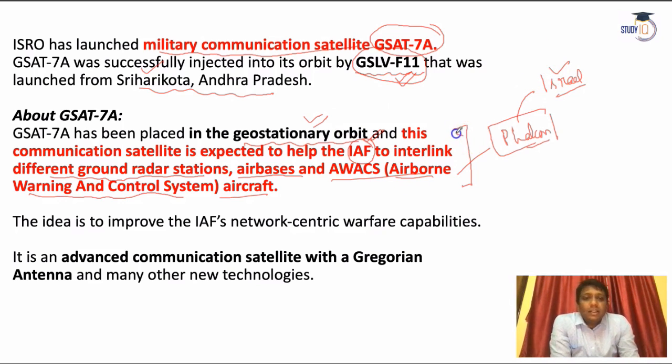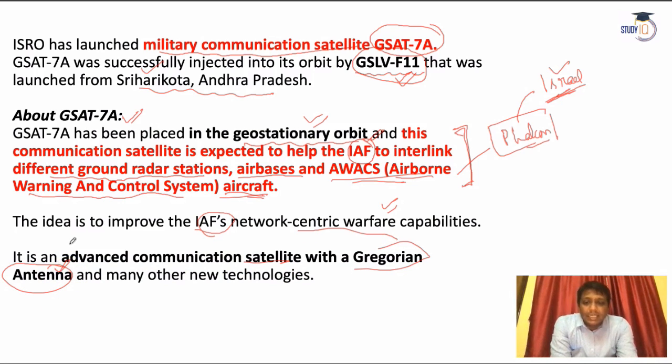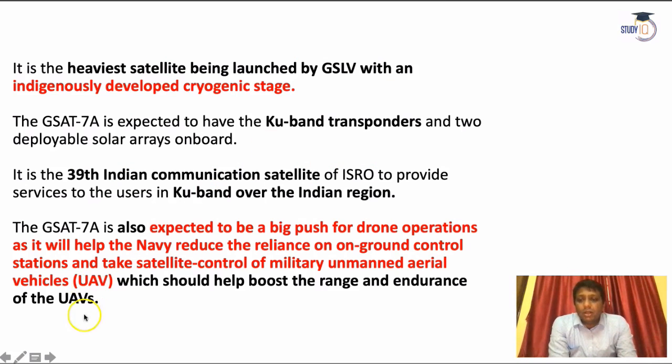Okay, so that Falcon is a very modernized radar system that will also access all the data with the help of satellites. India is also improving the Indian Air Force's network-centric warfare capabilities, definitely with the help of GSAT 7A. And it's an advanced communication satellite with a Gregorian antenna. So a Gregorian antenna is a much better and more sophisticated antenna that will be very helpful for the Air Force. Okay. It is also one of the heaviest satellites. Okay, but GSAT 11 is the maximum one, you always remember.